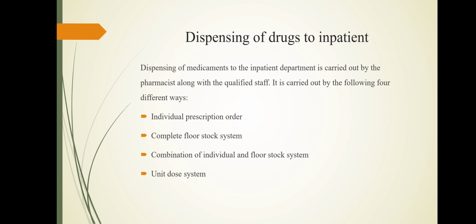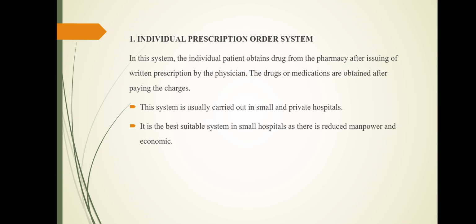Next is the dispensing of drugs to inpatients. In inpatients, the medications are dispensed through four types of systems. These are the individual prescription order, the complete flow stock system, the combination of individual and flow stock system, and the last one is the unit dose system. First we are going to learn about the individual prescription order system.